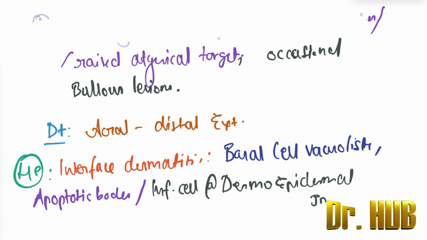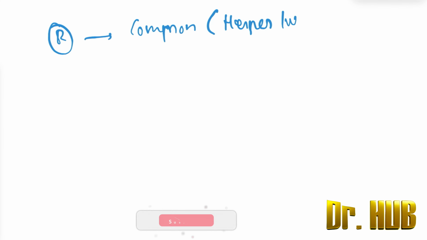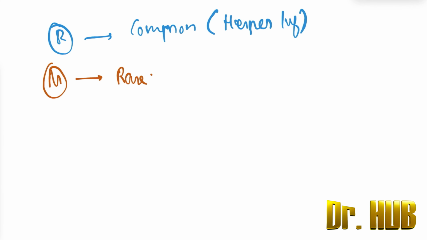Next, we'll focus on the recurrence. How often does it recur? The recurrence is common, and this is related to the herpes infections. When you look at mortality, it is rare actually, and it recovers in 1 to 4 weeks. So this was about erythema multiforme major.